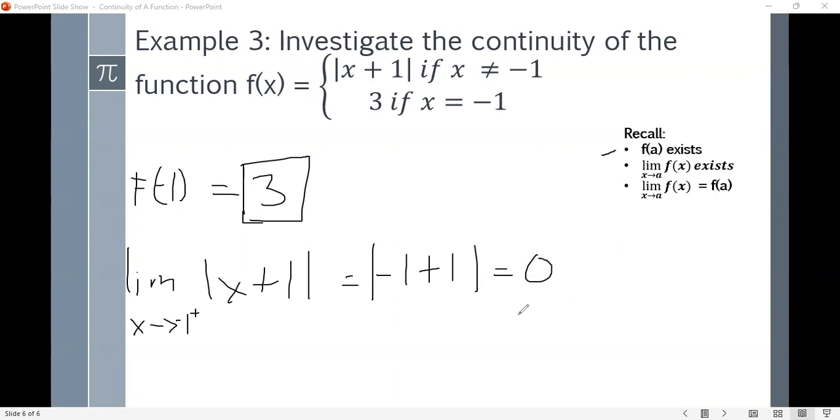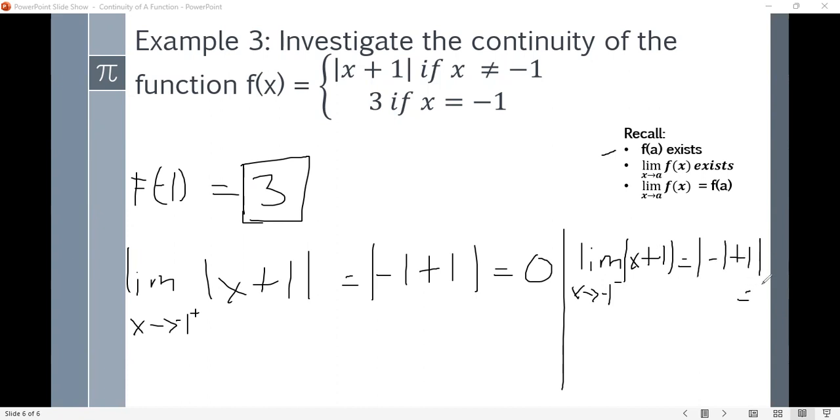At ganoon din po ang kalalabasan niya kapag approaching from the left. So, the limit of absolute value of x plus 1 as x approaches negative 1 from the left. Meron tayong negative 1 plus 1. So, 0 pa rin po kanyang kalalabasan.